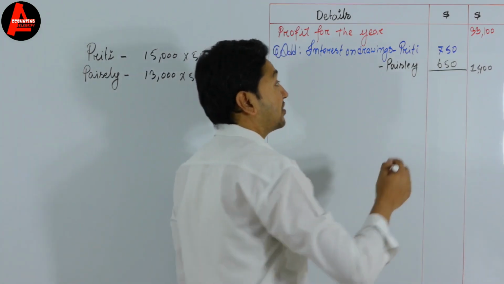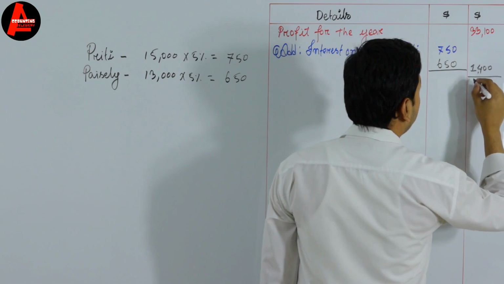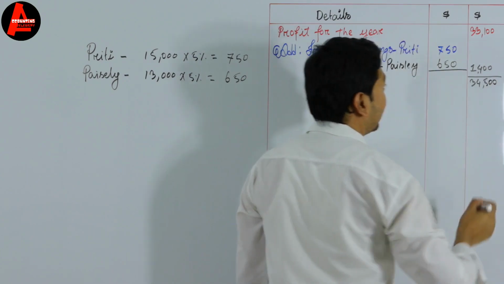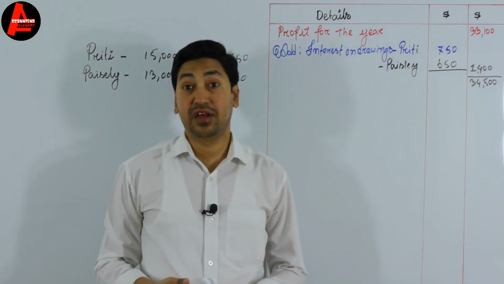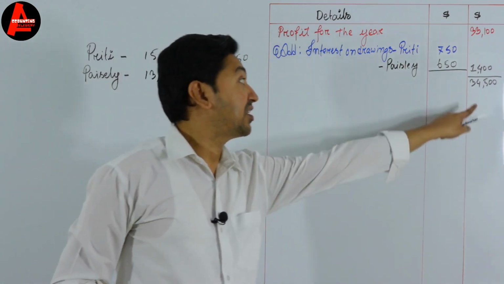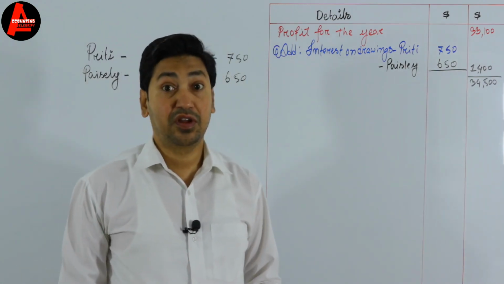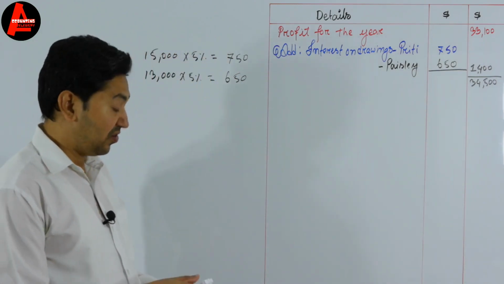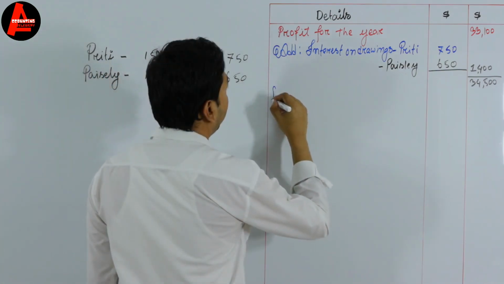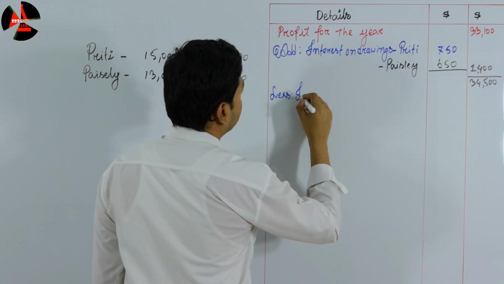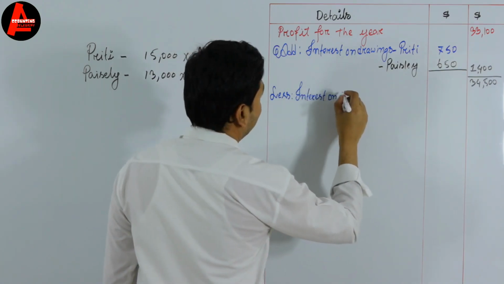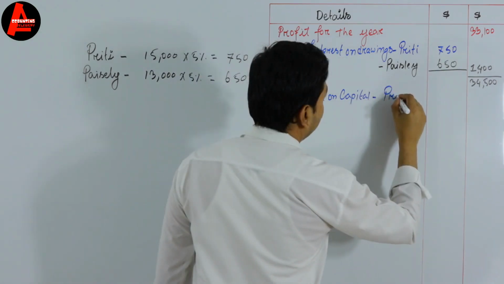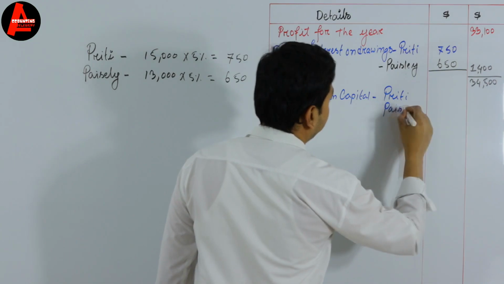Okay, now we will add this interest on drawings with the profit for the year. Okay, so what is this here? If we sum up, we get $34,500, right? Okay, now we will subtract all the expenses from this total here. Okay, first of all, our expenses, interest on capital, right? Okay, so let us subtract, less or minus, whatever you prefer, interest on capital. So here two partners, will write the name Preeti and Paisley.